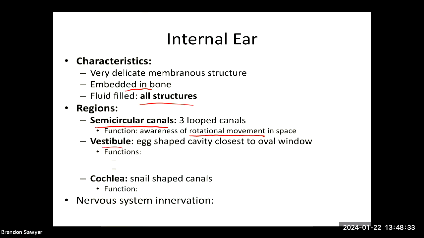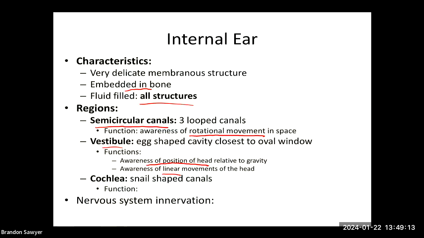Okay, then we have the vestibule. The vestibule is this egg-shaped cavity, the one that's closest to the starting point, that oval window. It has two primary functions. It gives us awareness of the position of our head. Right, so when we close our eyes, we can still be aware of the fact that our head's upright or it's back or it's forwards, right? Even with our eyes closed, we have that awareness, and that awareness comes from our vestibule. Okay. And then this also tells us about linear movements of the head. So moving straight forward, up and down, side to side. Whereas those semicircular canals are the spinning, rotational movements. These help us with linear movements.